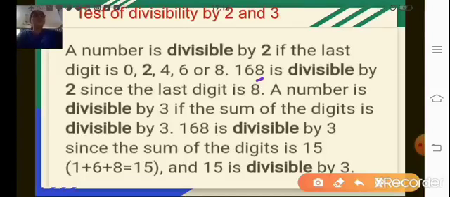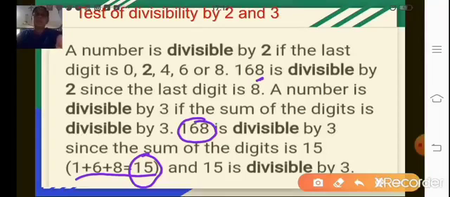Now when do we say a number is divisible by 3? If the sum of the digits is divisible by 3. Here if you take the number 168, 1 plus 6 plus 8, the sum is 15. Now this 15 is a multiple of 3, or you can say 3 fives are 15. Correct? 15 is easily divisible by 3. So we can also say that 168 is divisible by 3.